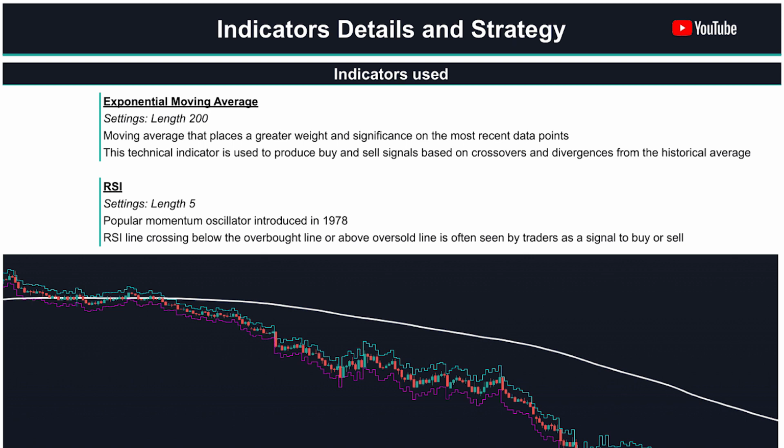And the second indicator is the relative strength index, also known as the RSI. It's a momentum indicator used in technical analysis. The RSI measures the speed and magnitude of a security's recent price changes to evaluate overvalued and undervalued conditions in the price of that security.